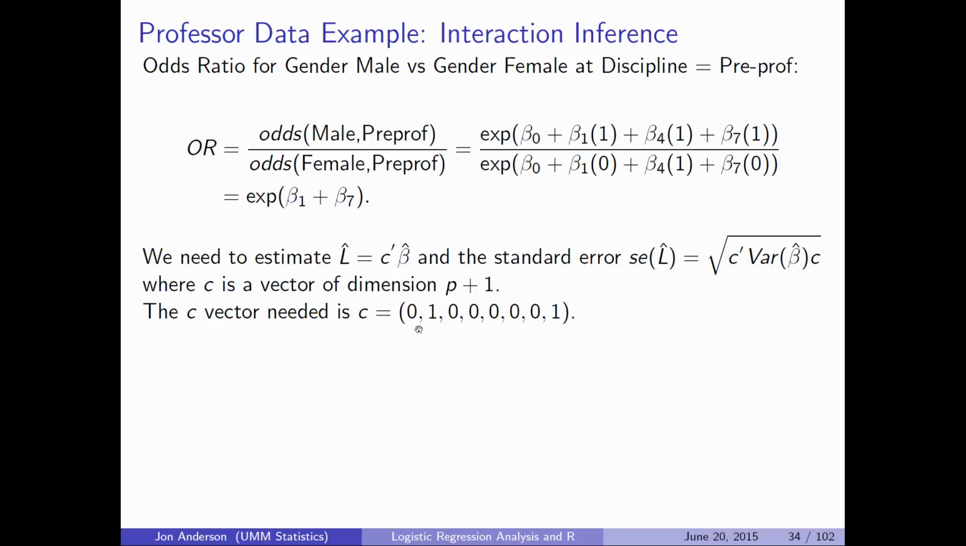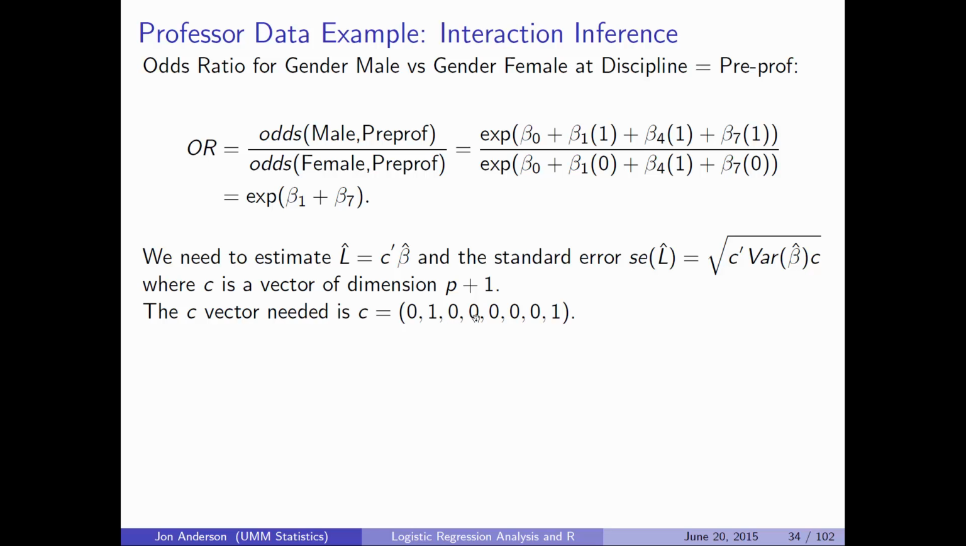This first 0 multiplies beta naught. Remember, in this odds ratio expression, we don't want the intercept. So for terms in betas that we don't want, we need to multiply them by 0. And so that's why the intercept beta naught is multiplied by 0. We do want to include the gender effect, beta 1, and so it needs to be multiplied by a 1.